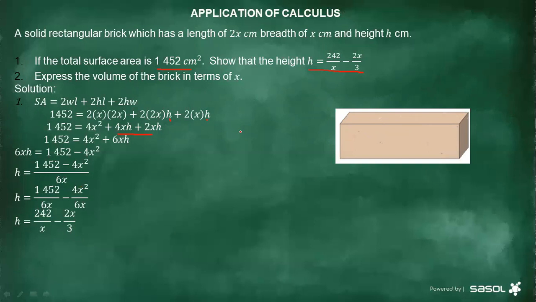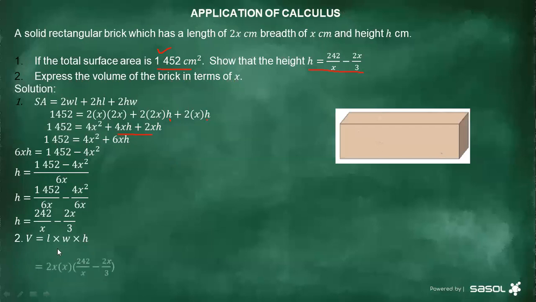So always remember that if the surface area is given, then you should start with the surface area before you can address this question, this one that they need us to obtain. Now, the second question says: express the volume of the bricks in terms of X. You just write the formula for the volume of the rectangular. It says V equals length times width times height.